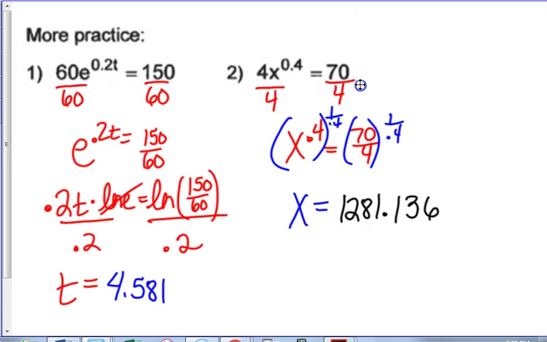Anybody else getting something different? Got a question on that one? You okay, Omar? Is that one messing you up? Oh, you divided it out? Yeah. 150 divided by 60 was 2.5. But you got the same answer at the end? Okay.